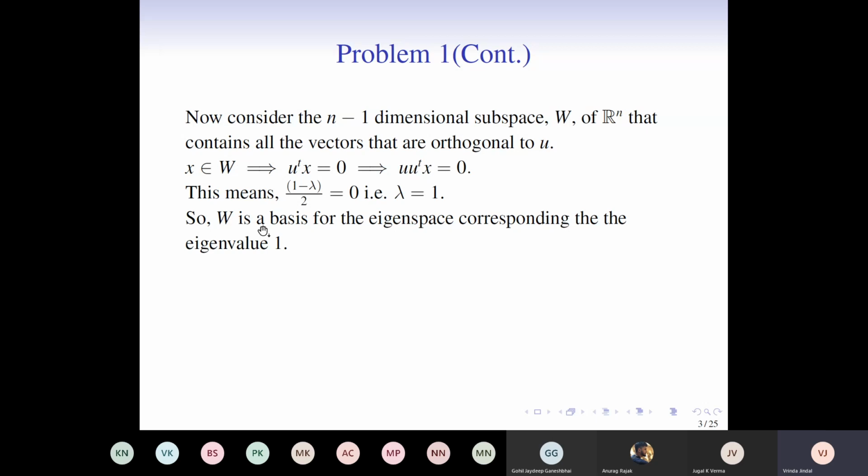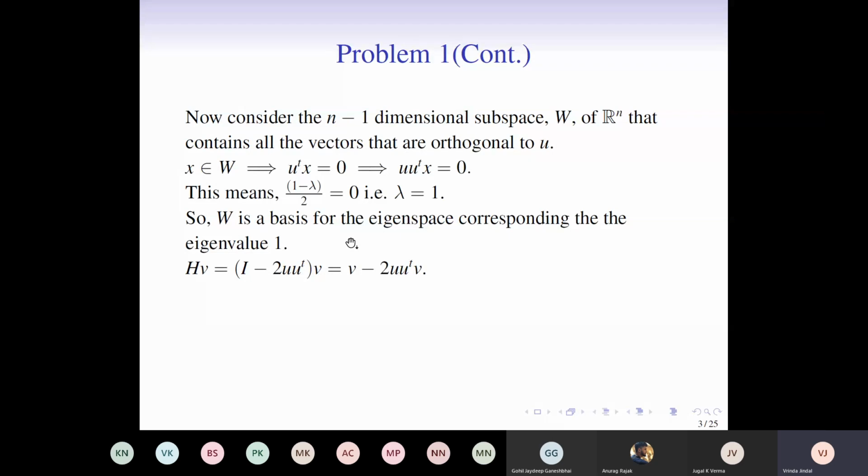So what does this mean? This means that all the elements that W forms a basis. W is the eigenspace. Sorry, there's a mistake here. W is not the basis. W is in itself the eigenspace corresponding to the eigenvalue 1, because every element in W follows this. Every element follows this. So what does this tell us? This tells us that W has n minus 1 dimensions. So the geometric multiplicity for lambda equal to 1 is n minus 1.